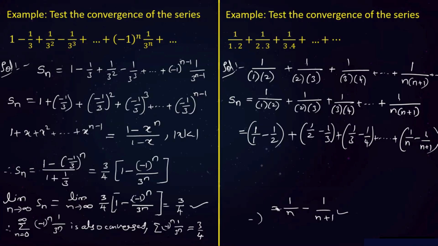So the sum of the first n terms, the nth partial sum, can be written like this now. If you look at these terms, clearly in the first term, the second one is minus 1 by 2. And this can be cancelled with the first part of the next term.